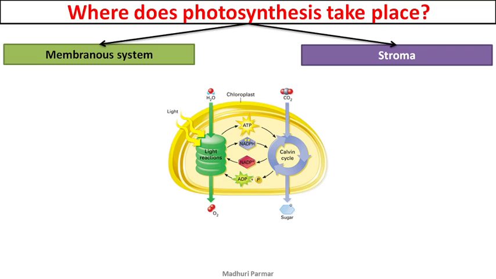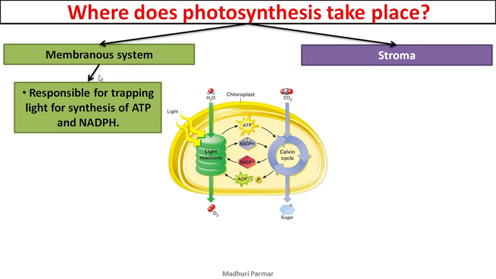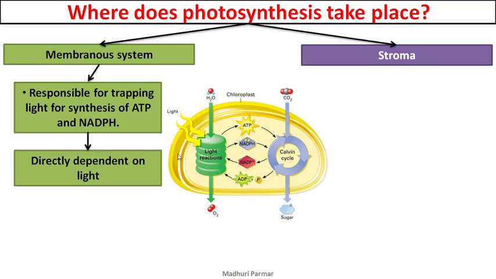Okay, it takes place partly in the membranous system, which includes the grana, the thylakoid, and the stromal lamella, and part of it takes place in the stroma. The membranous system is responsible for trapping light because we saw in the thylakoid membrane itself you have chlorophyll. So it is responsible for trapping light and for synthesis of ATP and NADPH. You can see here as well, these are the grana, and from this grana you can see ATP and NADPH being made, by using light. So it is making ATP and NADPH.